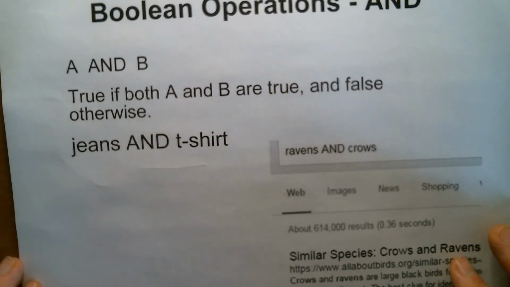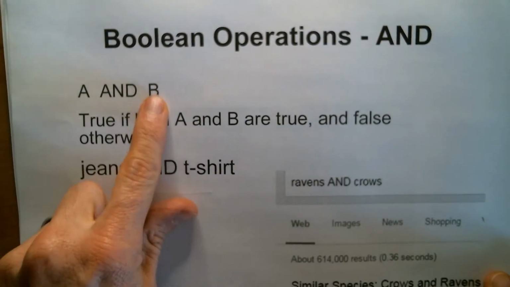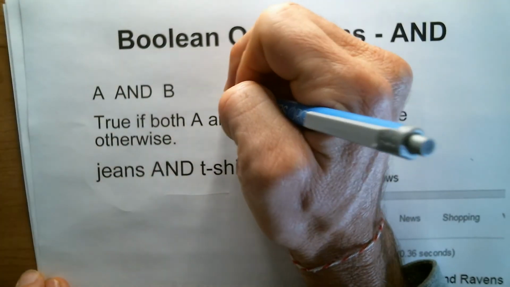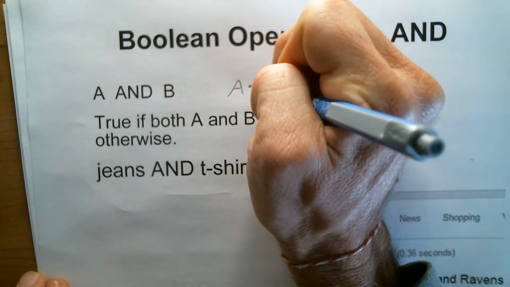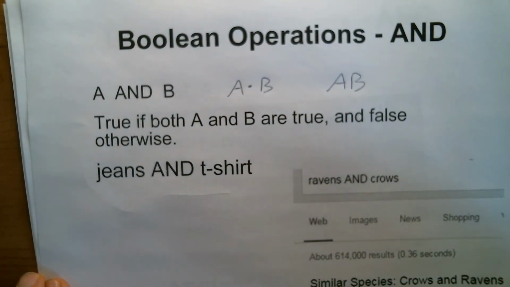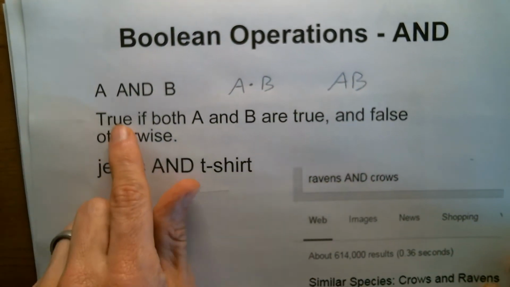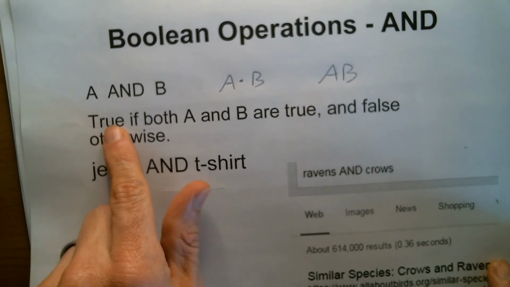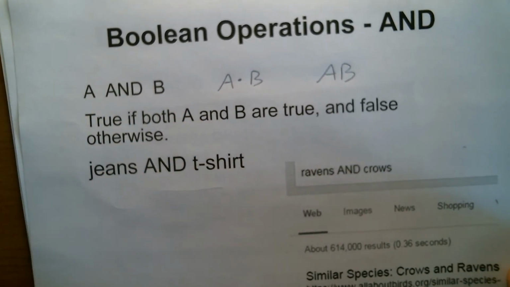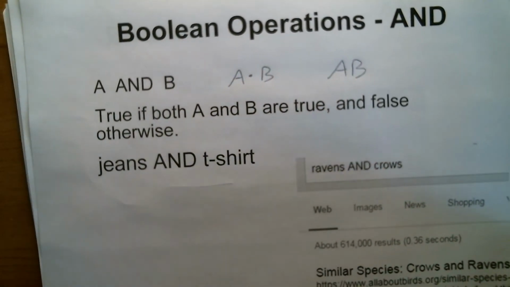So, starting off, Boolean operations. The word and, A and B. You will also sometimes see that written as A times B. You will also sometimes see it written as just A, B right next to each other. Any one of these represents A and B. And when you're using the word and, it is true if both A and B are true and false otherwise. So if we were actually in school right now, I might say, hey, stand up if you're wearing jeans and a t-shirt.